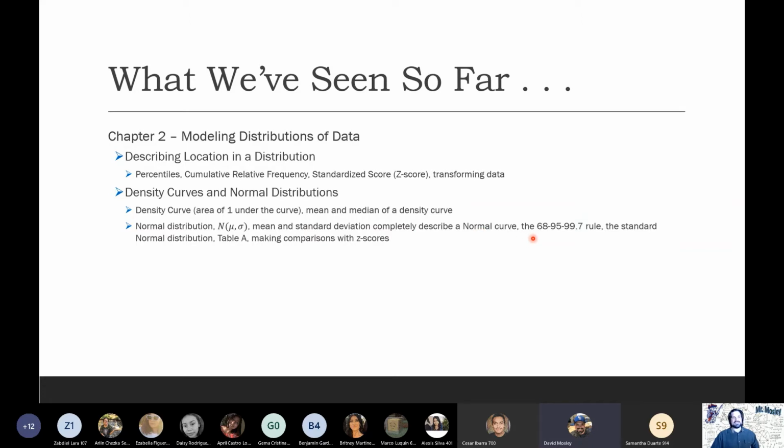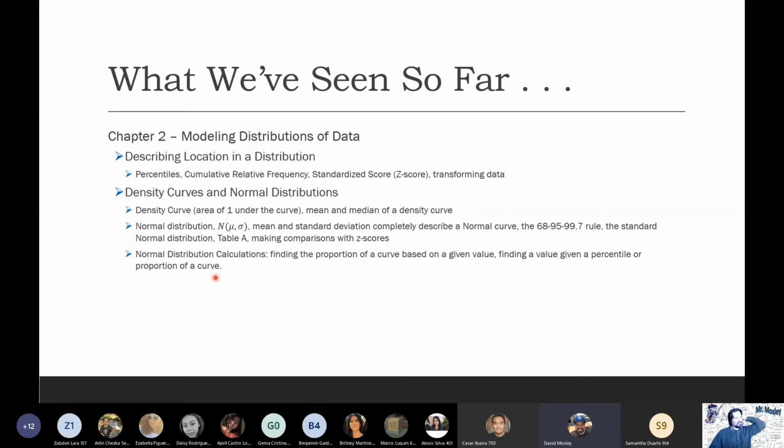We considered the 68-95-99.7 rule, the standard normal distribution, Table A, and making comparisons with z-scores, which brought us to doing calculations with the normal distribution, where we would be able to find the proportion of a curve based on a given value, or find a value given a percentile or proportion of a curve.